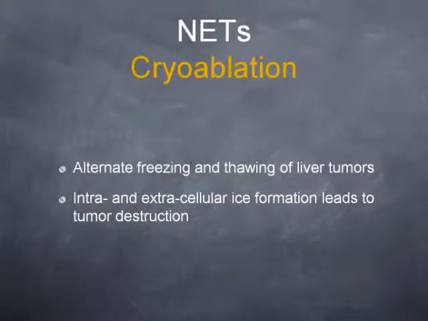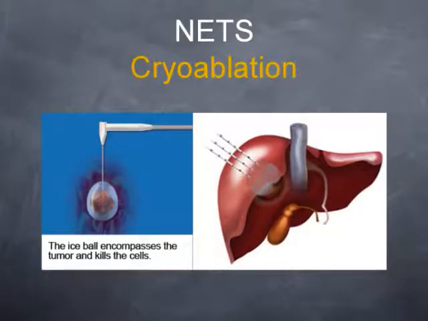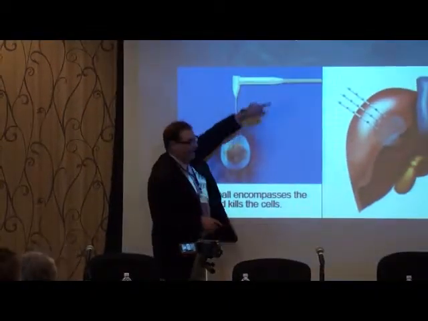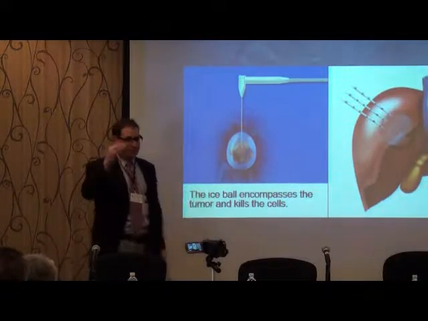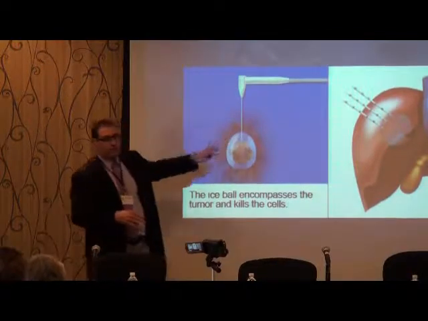Cryoablation is the opposite of radiofrequency ablation. Basically, there's alternate freezing and thawing of the liver tumors, and it causes intracellular and extracellular ice formation, which leads to tumor destruction. Basically, what we do is we create an ice ball, by inserting anywhere from 1 to 5 probes directly into the tumor, and then again this probe gets attached, and through liquid nitrogen the temperature is dropped, and we create very low temperatures that also basically results in tumor destruction.